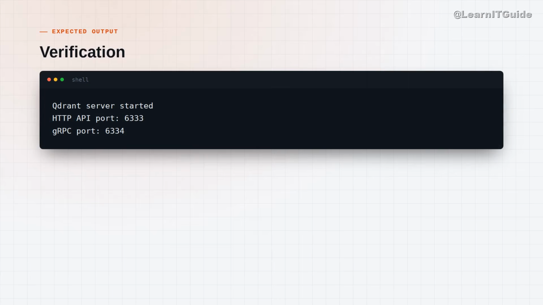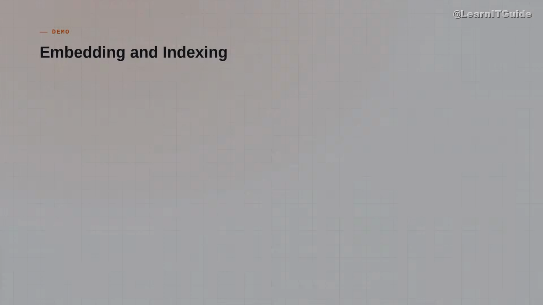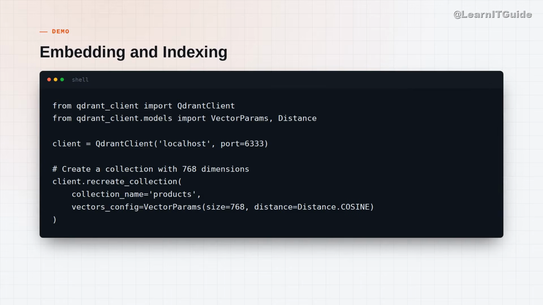This confirms the HTTP and gRPC ports are ready to accept connections. If you do not see this, check your Docker logs with the docker logs command to see if the port is already in use by another service. Now let us look at the code.